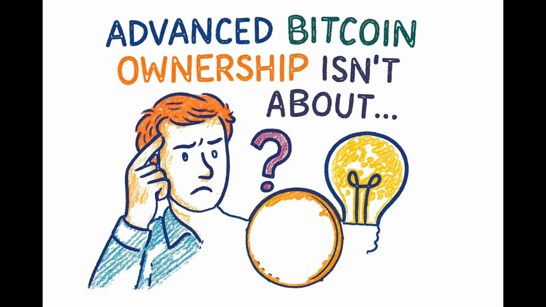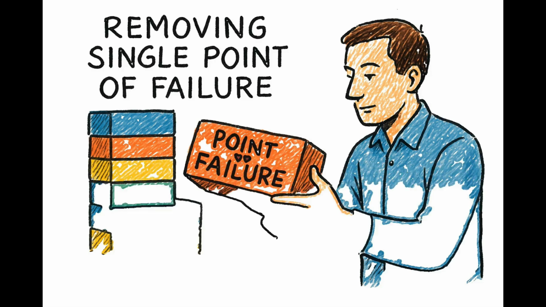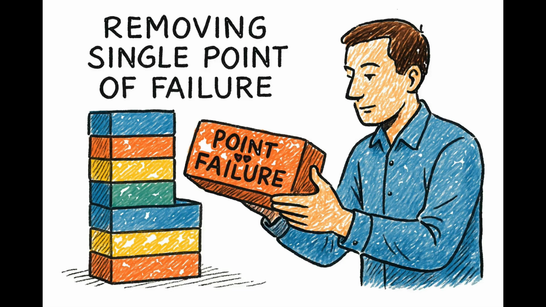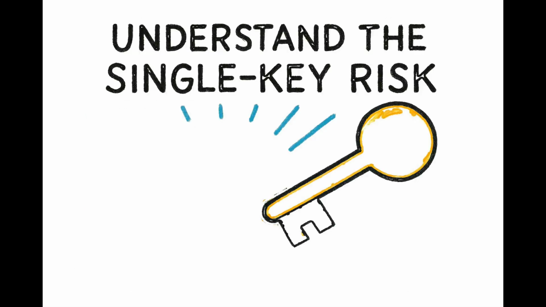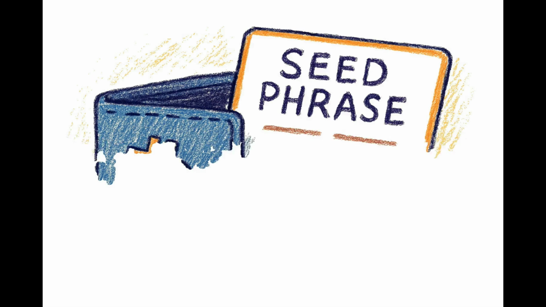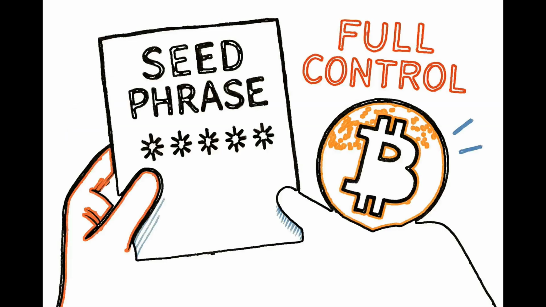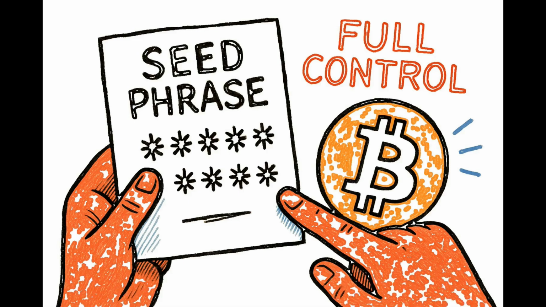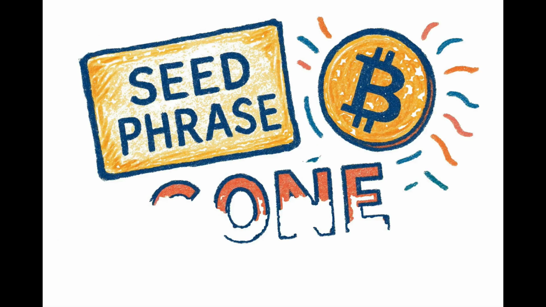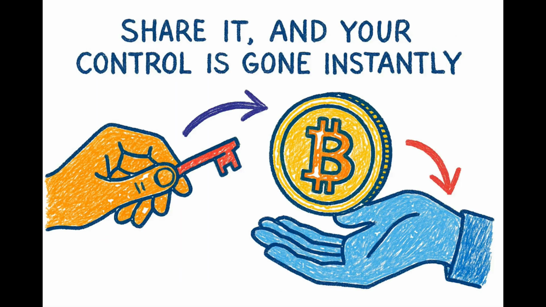Advanced Bitcoin ownership isn't about being clever. It's about removing single points of failure calmly and deliberately. First, we need to understand the single key risk. At the base of most wallets is a single secret, the seed phrase. Anyone who has it has full control. Lose that phrase, and the Bitcoin is gone forever. Share it, and your control is gone instantly.